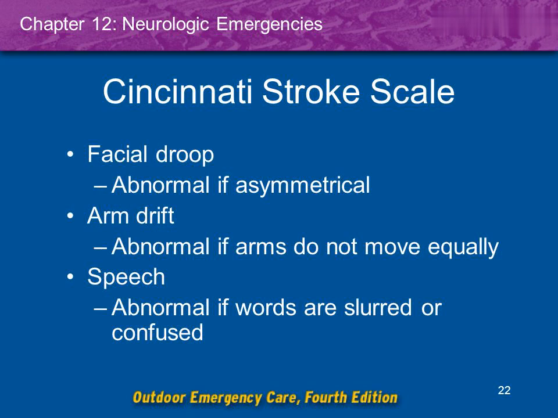Cincinnati Stroke Scale. Facial droop. Abnormal if asymmetrical. Arm drift. Abnormal if arms do not move equally. Speech. Abnormal if words are slurred or confused.